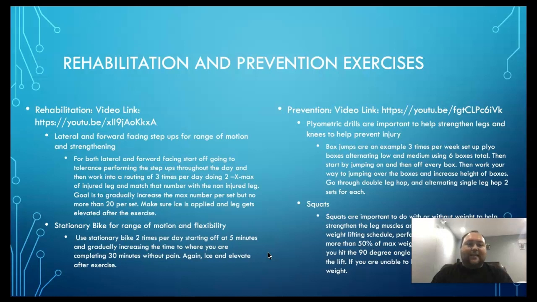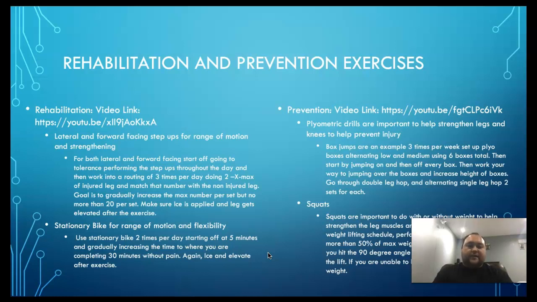You want to start off standing on top of the small box, and you're going to jump off the box, land, go down, and instantly come back up and jump on top of the medium box. And you're going to do that all the way through. You want to do double leg hops, which is facing it, jumping up with both your legs. Also single leg hops, where you do the same exercise as a double leg, but you use your right leg going all the way through and then your left leg going all the way through. You want to do 2 sets for each one. So 2 sets of double leg, 2 sets of alternating single leg.